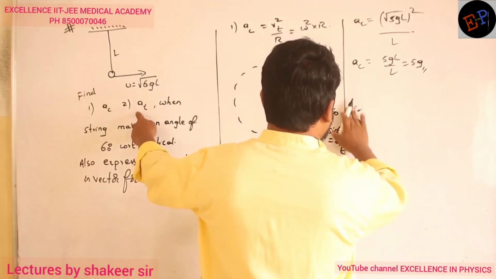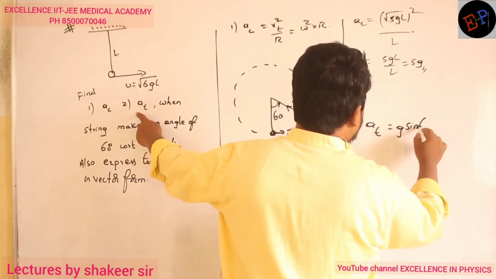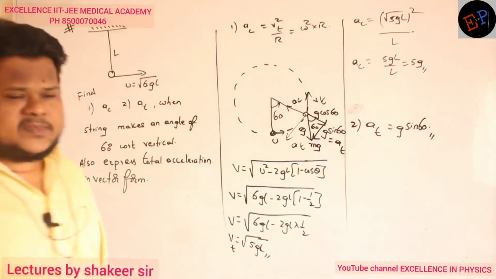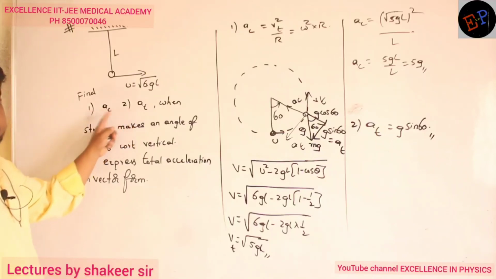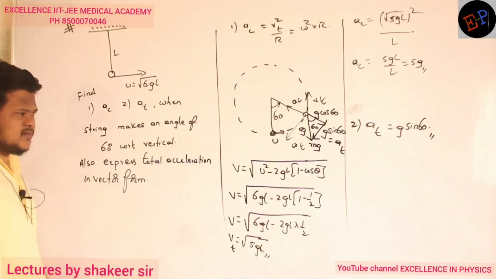So therefore, the second one is tangential acceleration. Tangential acceleration is G sin 60. That is the tangential acceleration. Okay, so we calculated both of them. Then what is he asking? He is asking to express this total acceleration in vector form.